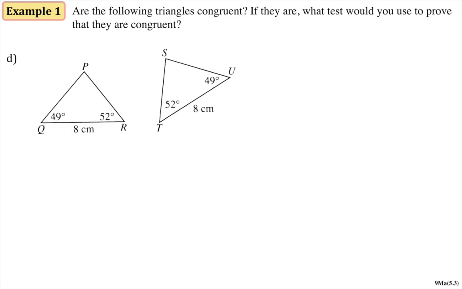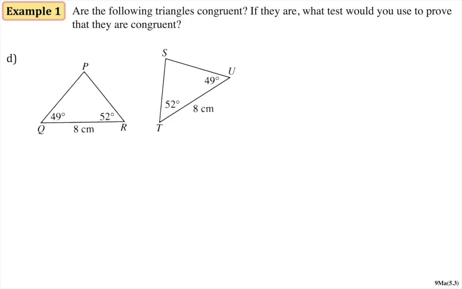We go to part D. Are these triangles identical or congruent? Well, let's have a look. 49 degree angle, 49 degree angle. So those two, the angle at Q and the angle at U match. The angle at R and the angle at T are both 52 degrees. They match. So I've got two pairs of matching angles.